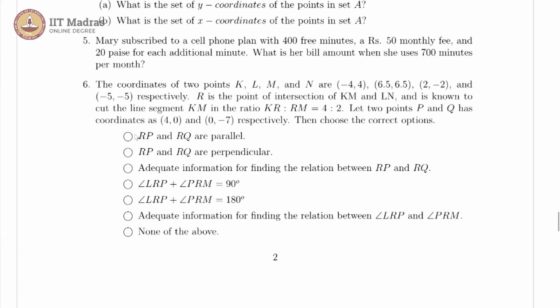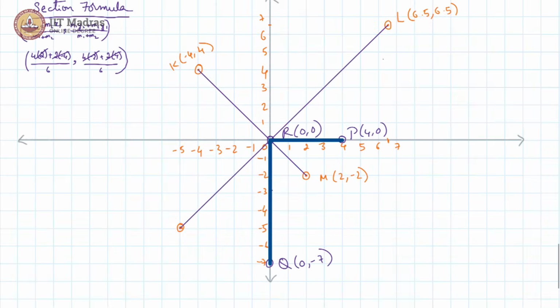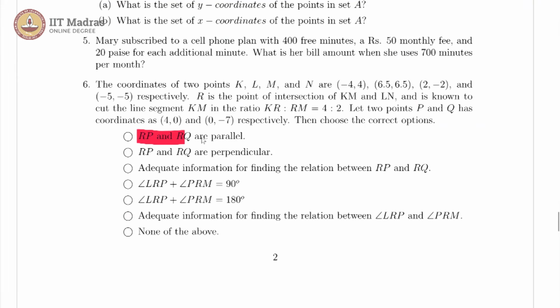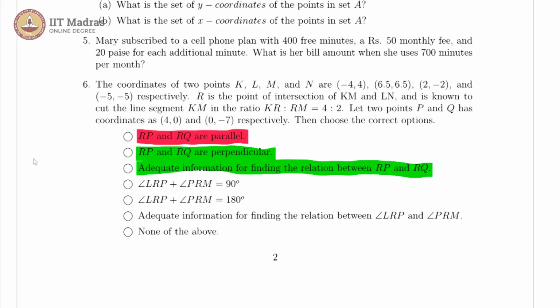Now let's look at the options. RP and RQ are parallel. This is one option. Let's verify. Now clearly this is 90 degrees. PR is perpendicular to RQ and not parallel. So this is definitely wrong and this is definitely right. Is there adequate information for finding the relation between RP and RQ? Yes. We have just found the relation. So there has been adequate information.